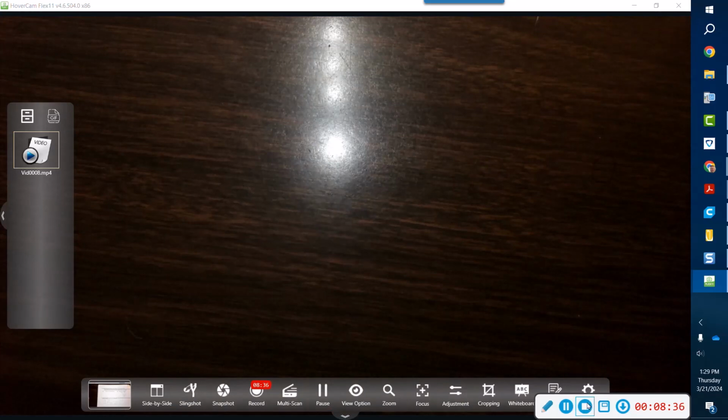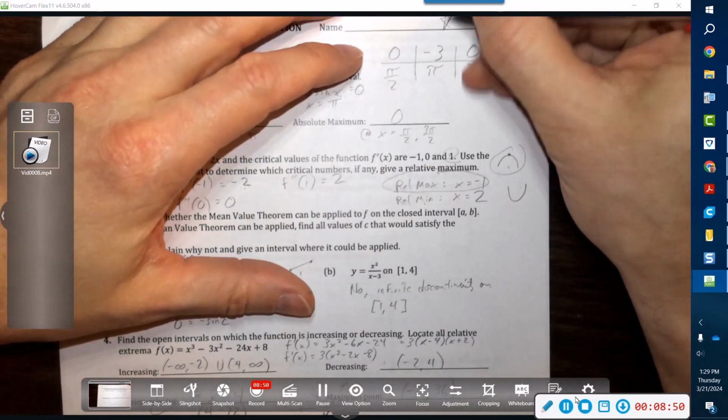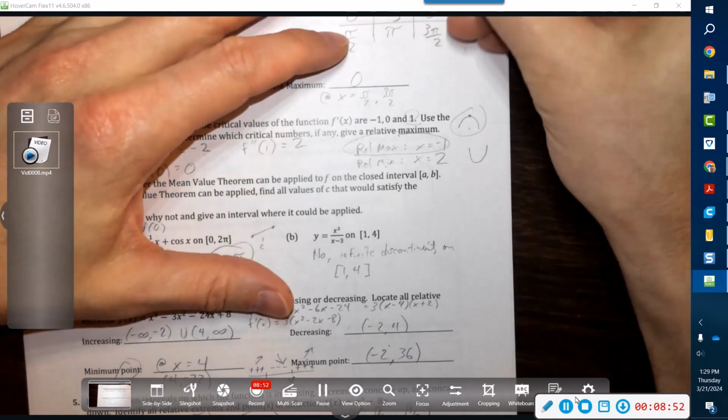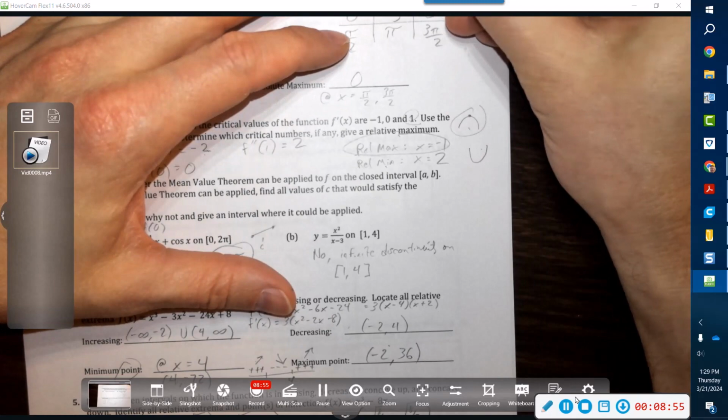Oh, if you are still listening, go ahead and put a star next to your name. Put a star and a circle. Okay? If you put a star and a circle next to your name, I will give you 2 extra credit points.